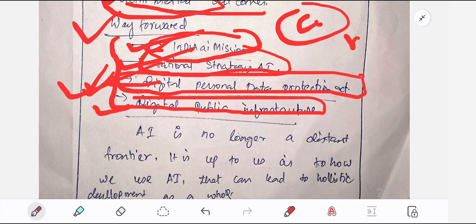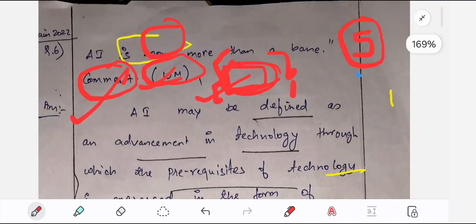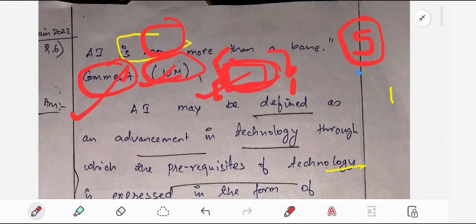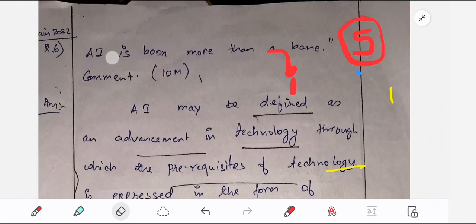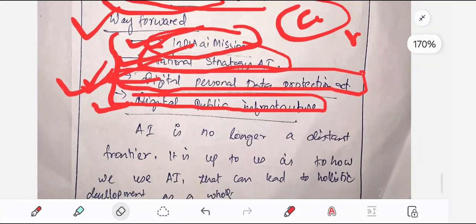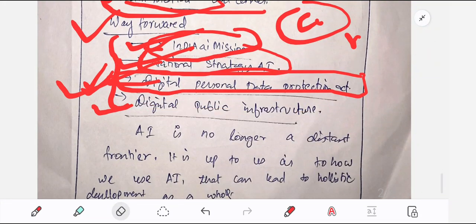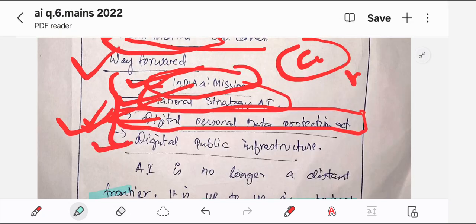So again, you have to understand the demand of the question. The question was asking whether AI is more of a boon than a bane. So whether it is a boon or bane, you can conclude that AI is no longer a distant frontier. It is up to us how we use AI, and it can lead to holistic development as a whole. This will really help you gain very good marks in the exam.